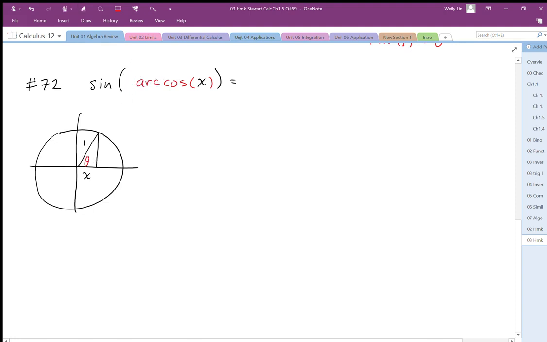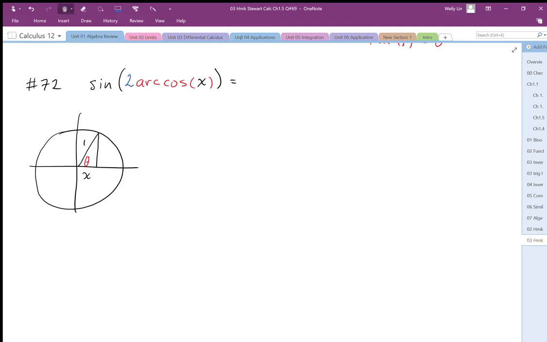I'll maybe change that 2. That 2 is not part of it. The arc cos is the theta there. X is a ratio that gives us a cosine. So the ratio that gives us cosine is adjacent to hypotenuse, or adjacent x over the radius. So these are the parts here.